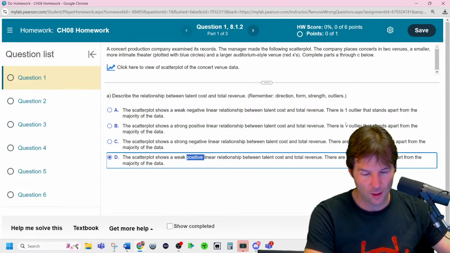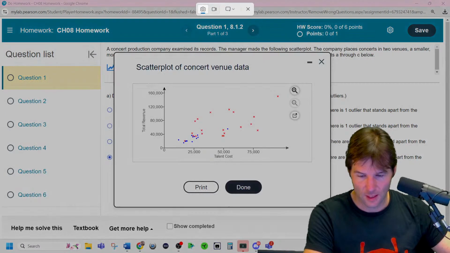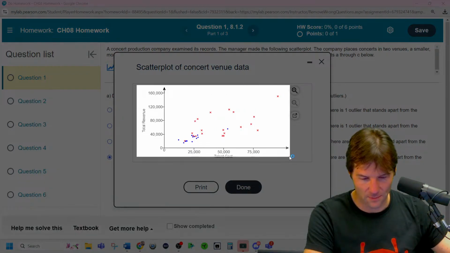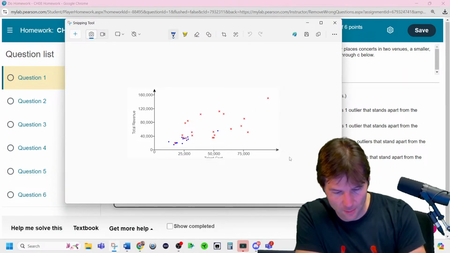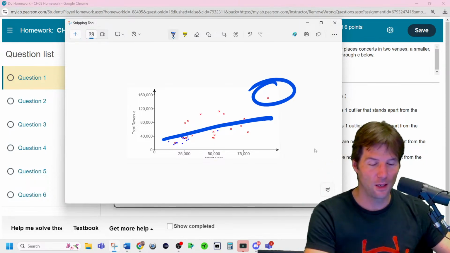There's one outlier that stands apart from the majority of the data. Does anyone see a big outlier on the far side of the data? I'm just going to draw one line. Yeah. So that kind of clues us in right there.